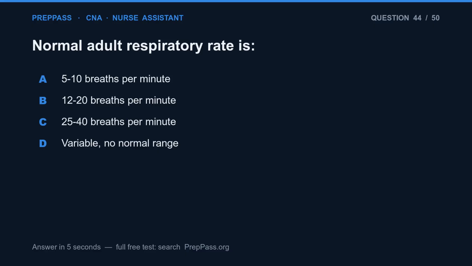Question 44. Normal adult respiratory rate is A. 5 to 10 breaths per minute, B. 12 to 20 breaths per minute, C. 25 to 40 breaths per minute, D. Variable, no normal range.